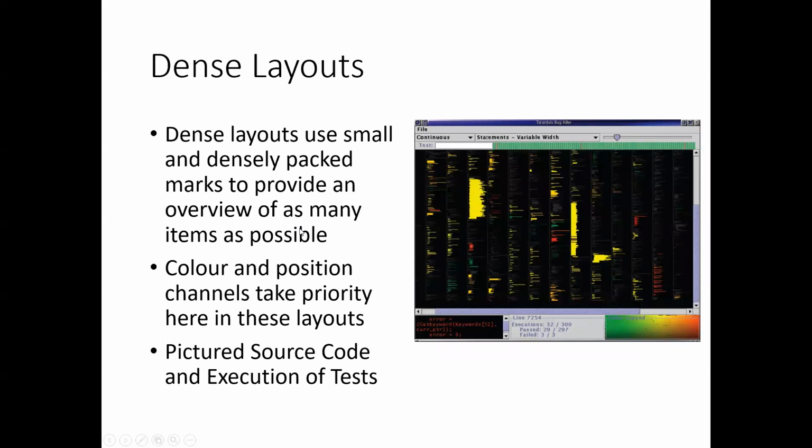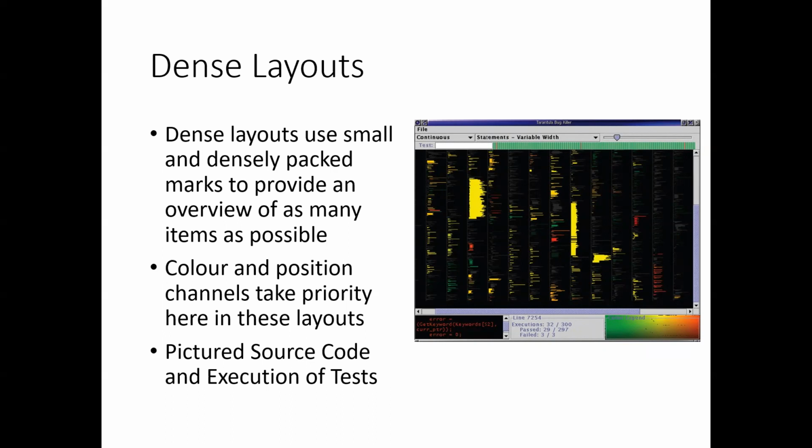Another type of visualization is dense layout that we can use for tabular data. These use small and densely packed marks to provide an overview of as many items as possible. The color and position channels take priority here in these layouts. And what we have pictured here are varying lines of source code and the execution of the tests that were associated with them. This particular tool is called Tarantula. It shows the dense overview of source code with lines colored by the execution status from the software suite.